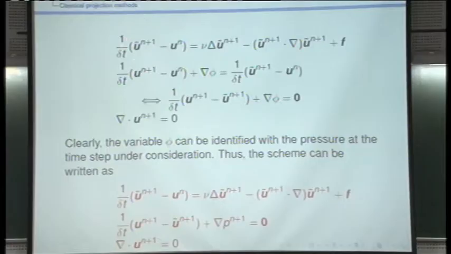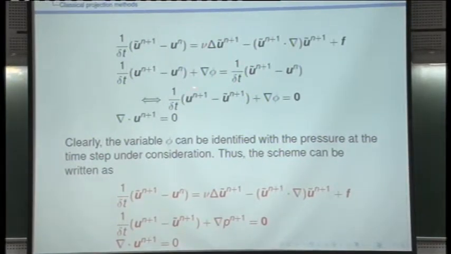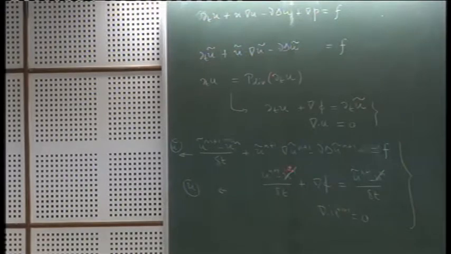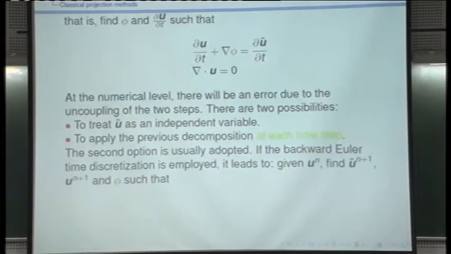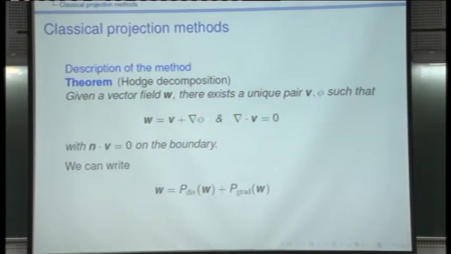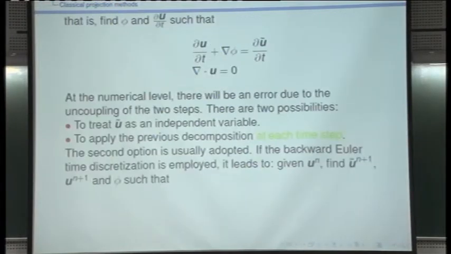This is the scheme. So 1 over delta t, u tilde^(n+1) minus u^n, so this is the temporal derivative of u tilde, equals this term. And then the projection step, which is this one. You see, in this case, as I said, this term and this term cancel, so this cancels. I can move this to the left-hand side, and I have this equation. And that is repeated here. And clearly I say the variable phi, that in principle is just introduced as the variable that appears in the Helmholtz decomposition or Hodge decomposition.